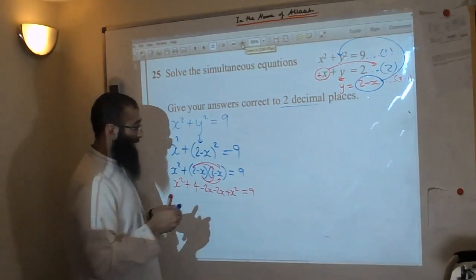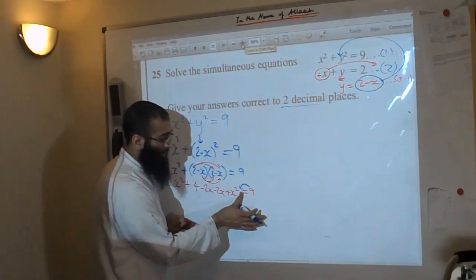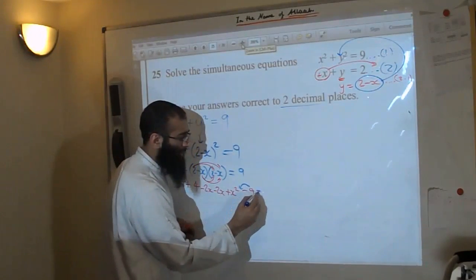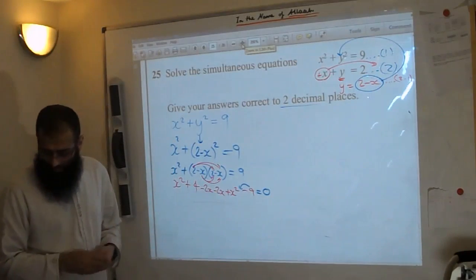What I'm going to do, a little cheat here. We can get the 9 from the right hand side, throw it over here, it becomes a minus 9, so there we go, minus 9. And we're left with the equal to 0 on the right hand side. So let's start simplifying this.